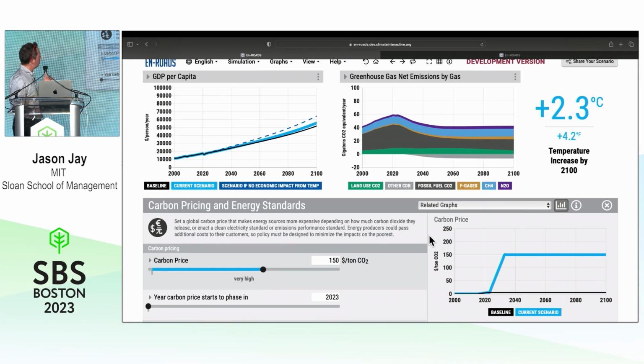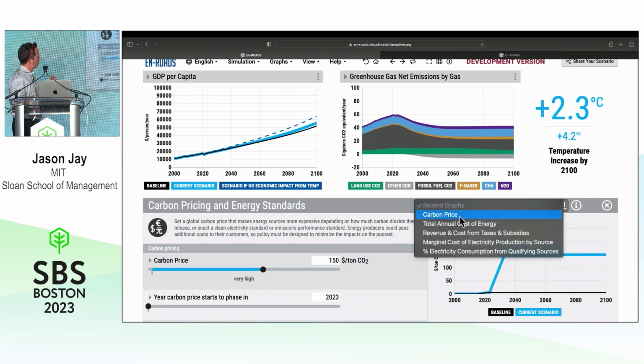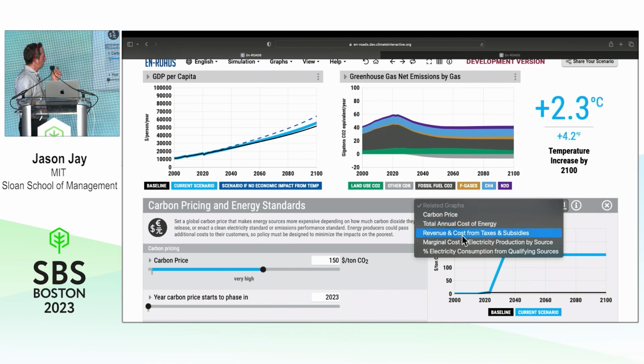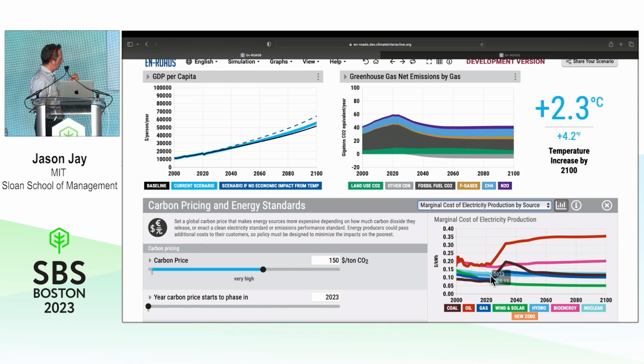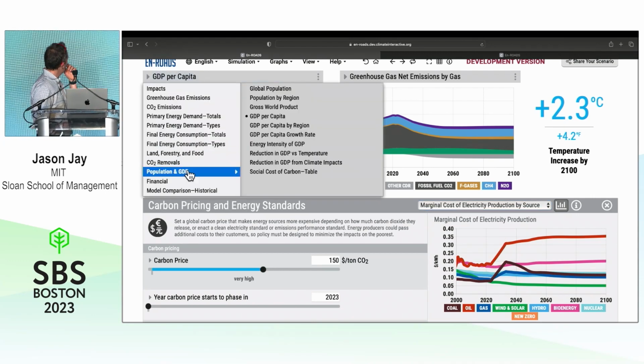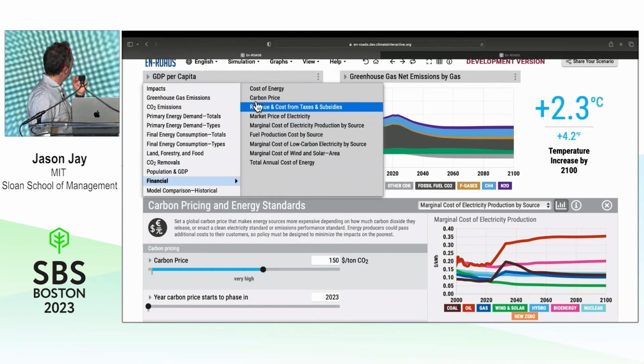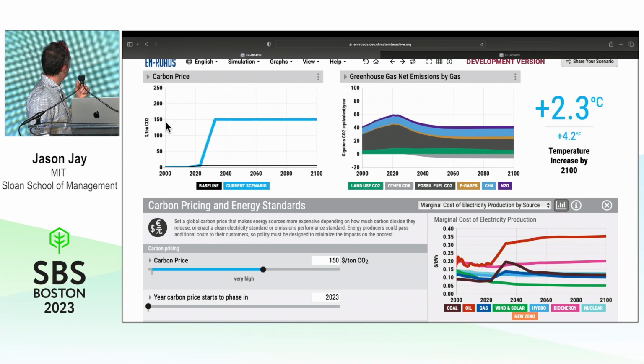And so we would want to understand, for example, what did we just do to the cost of energy? So what we just did was that we created a big spike in the cost of burning coal, a big spike in the cost of burning oil. And if we look at the overall cost of energy, what that entails, that's our carbon price.